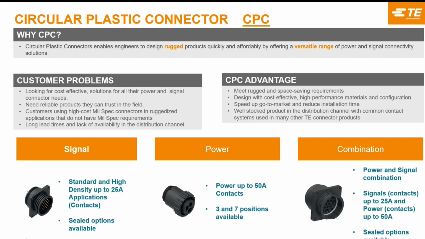So for power, we have the second group of products, which is up to 50 amps of contacts, and it has around 3 to 7 positions available, and the hybrid versions, which accommodate both power and signals, are up to 25 and the power is up to 50. Here we also offer the sealed options, the IP67.